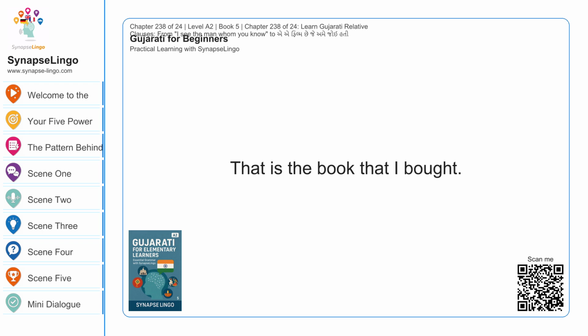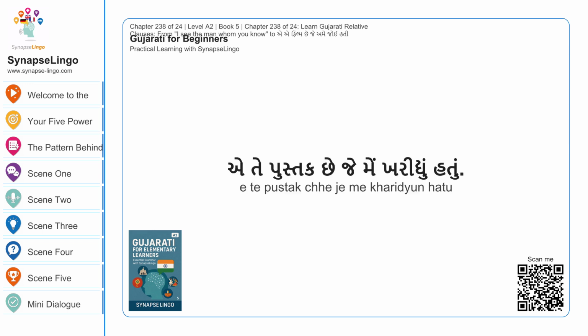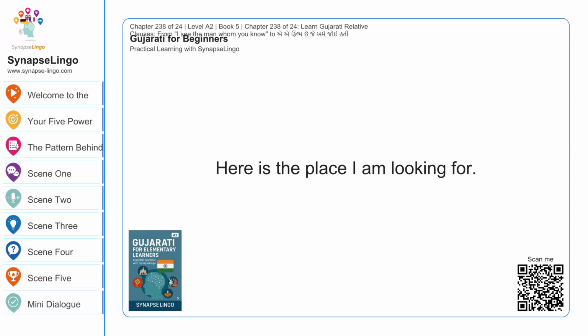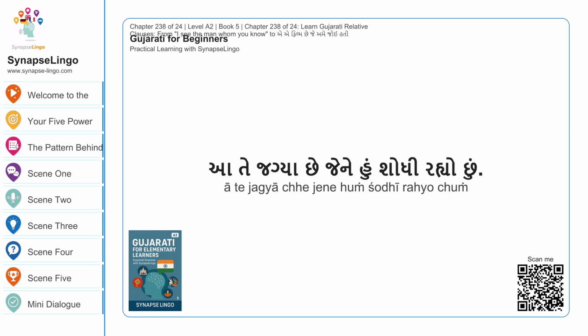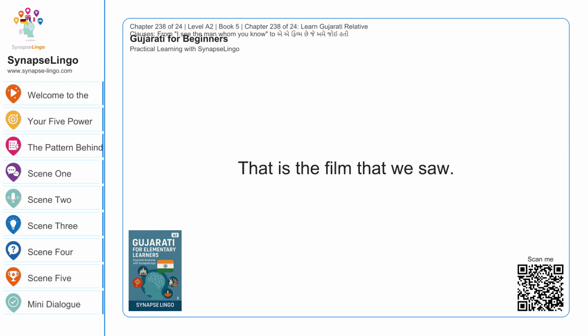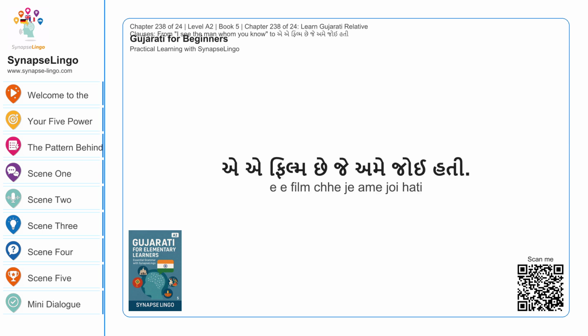That is the book that I bought. એ તે પુસ્તક છે જે મેં ખરીદ્યું હતું. Here is the place I am looking for. આ તે જગ્યા છે જેને હું શોધી રહ્યો છું. That is the film that we saw. એ ફિલ્મ છે જે અમે જોઈ હતી.